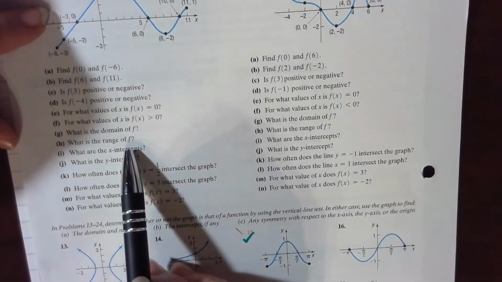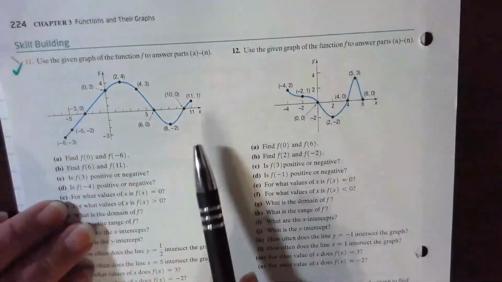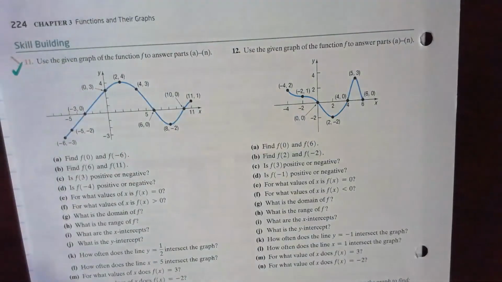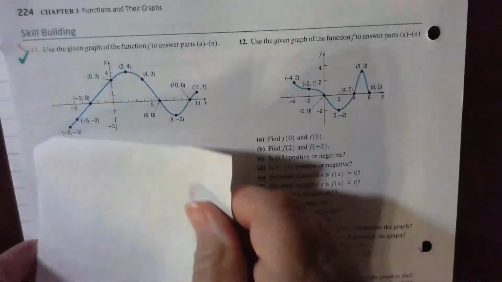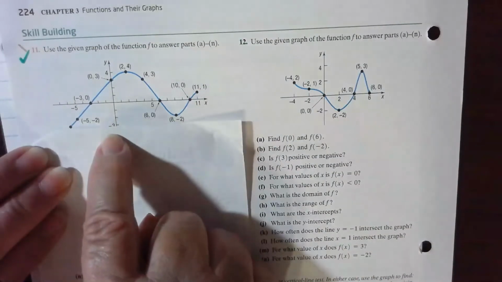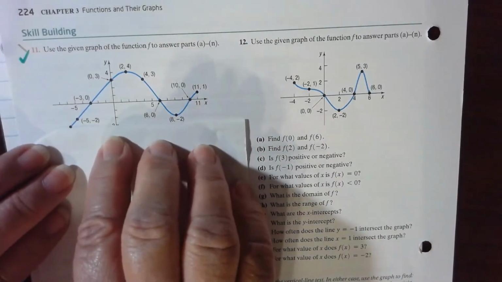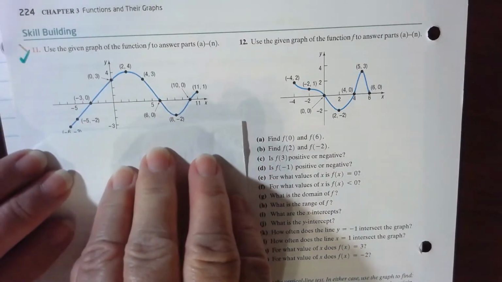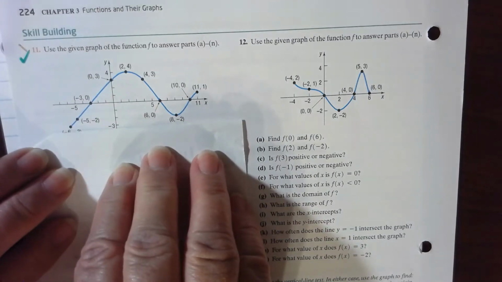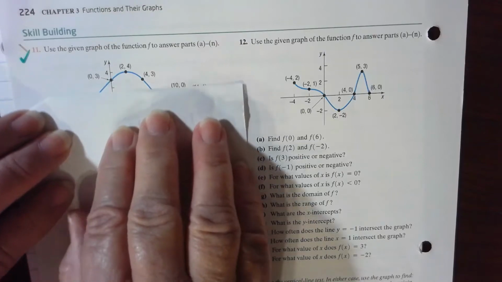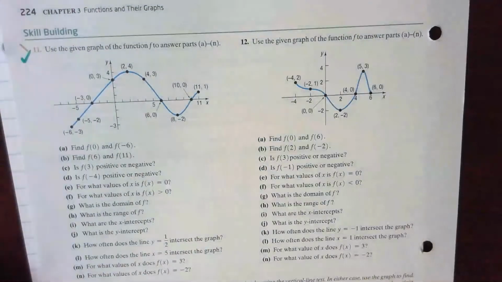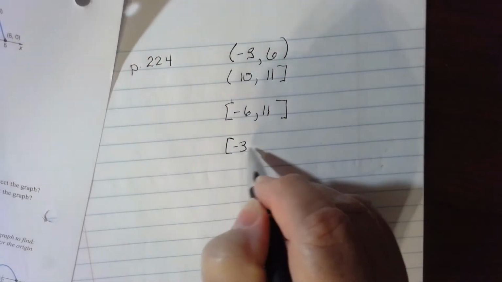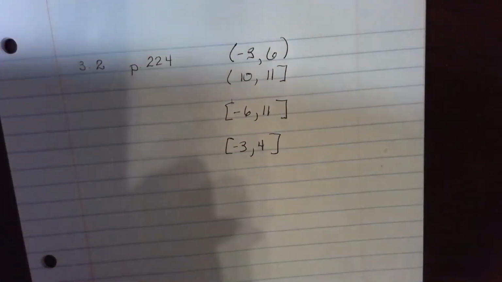What is the range? The range means what are the y values? What part of the y-axis is used in this graph? Well, I can see that right here it's going to start at -3. That's the lowest point. And the highest y value is 4. So my y values, that's my range, go from -3 up to 4. And it includes both of those. So I write that as -3 to 4, both of them with brackets.